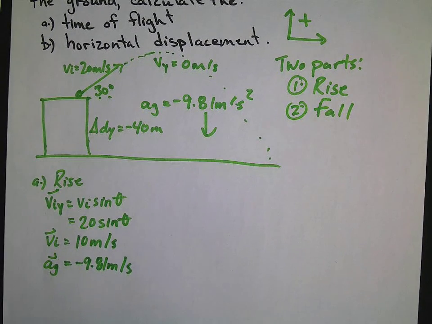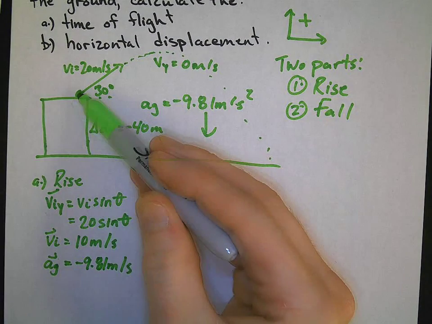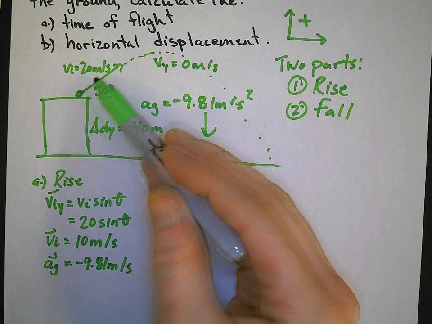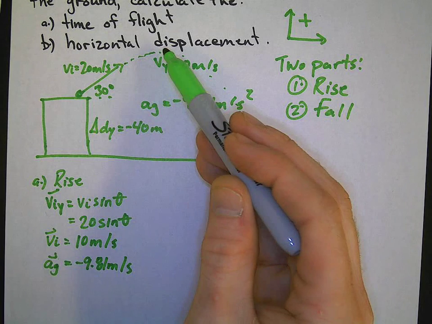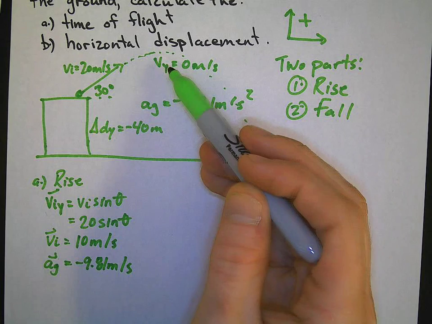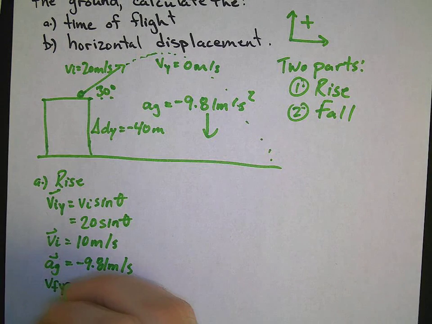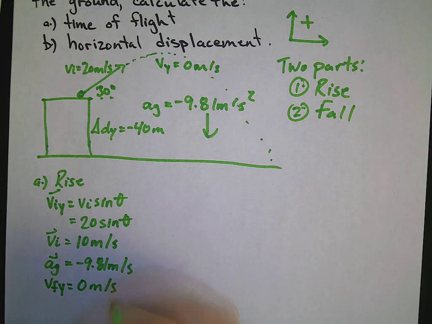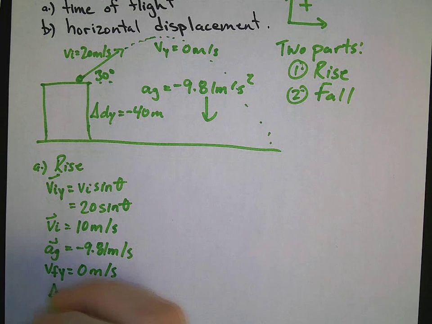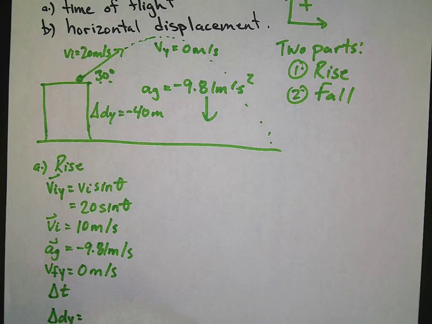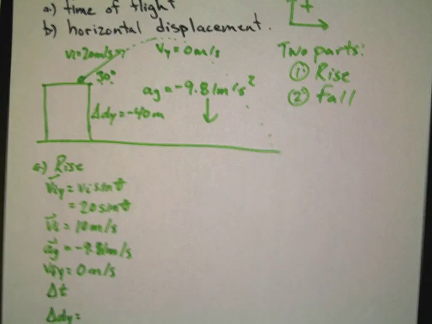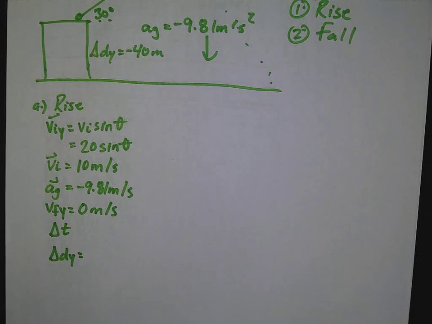And I think about the rise. It's going to start at the school building and it's going to reach its maximum height when my velocity is 0 meters per second. So that's the ending part of my rise. What we are going to do is calculate our time, and we will calculate our displacement in the y direction. And to calculate our time, we'll use our kinematic equations.